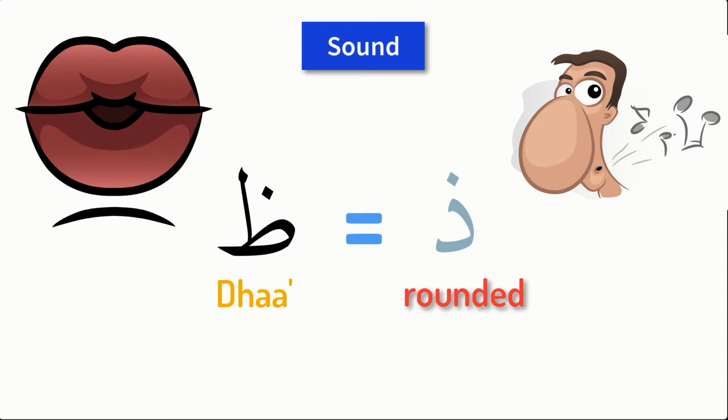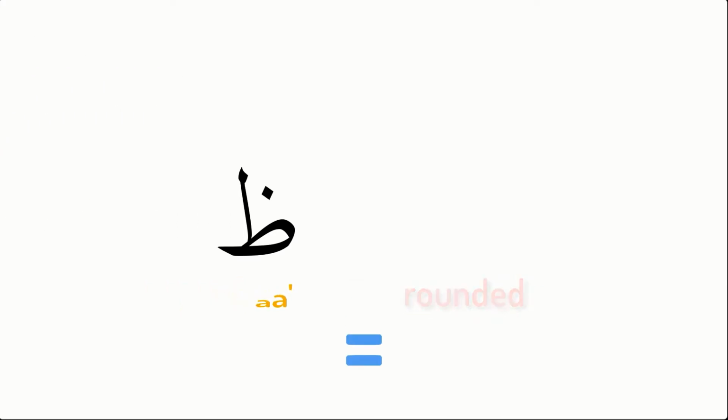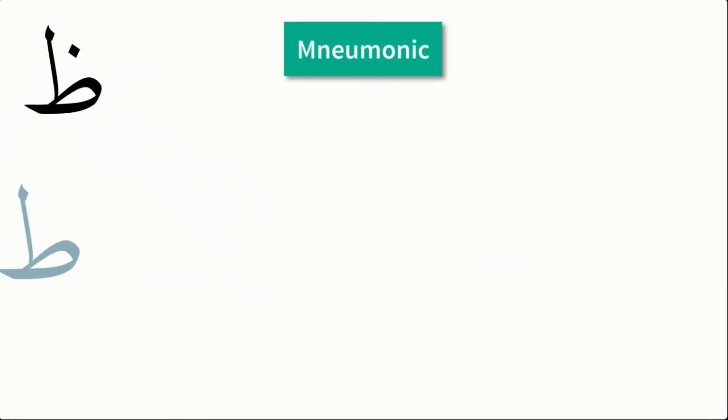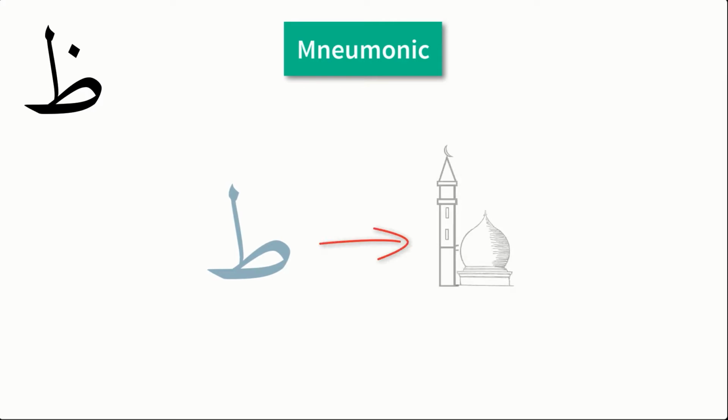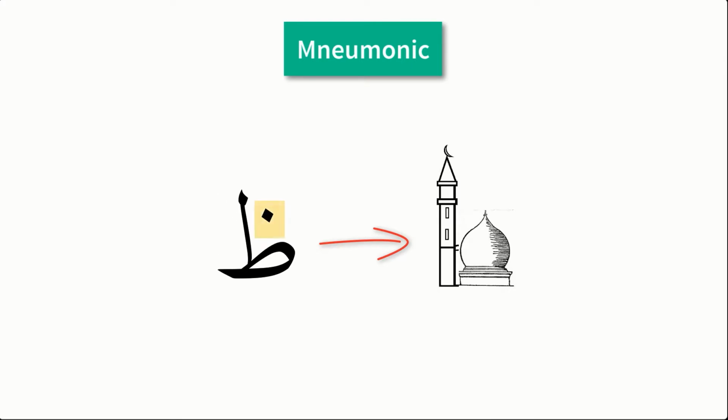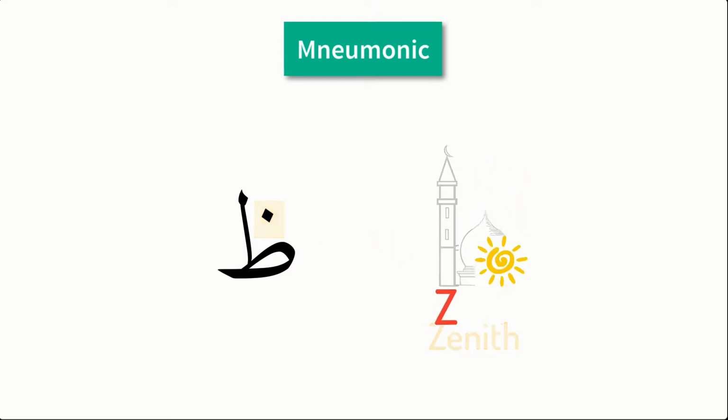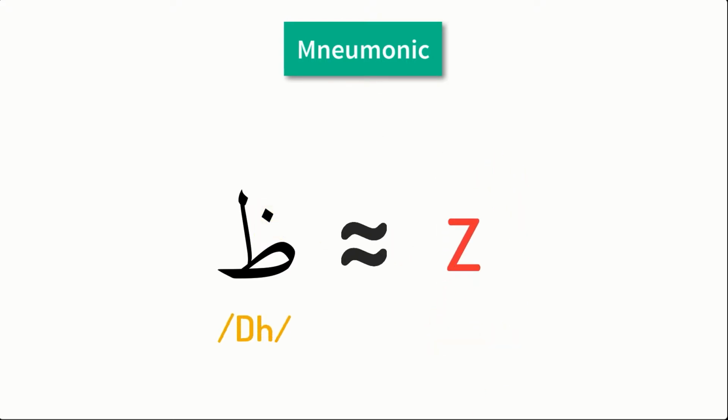Dha. We said that the letter Ta was the tall minaret beside the dome of a mosque. Let's pretend the little dot is the sun having reached its zenith. Use the Z in zenith to give you an approximation of the Dha sound in Dha. It's only an approximation because the Z sound has already been encountered in the letter Z, so we don't want to mix the two up.